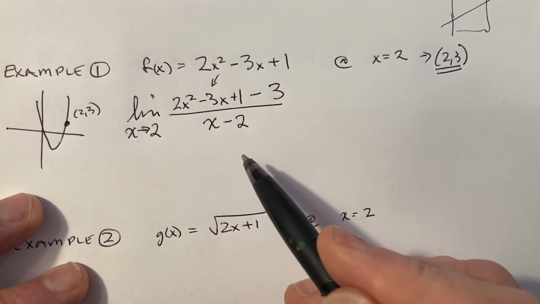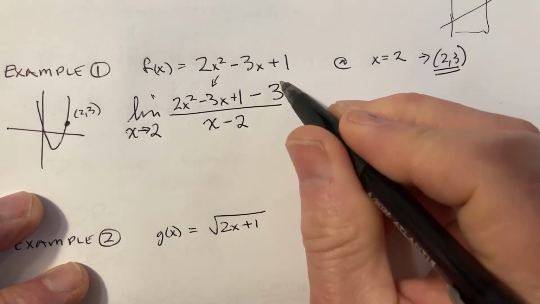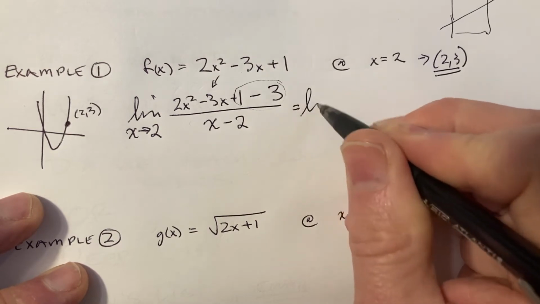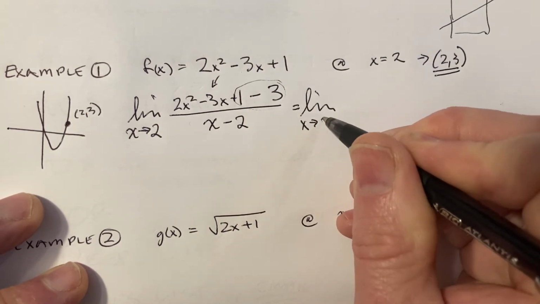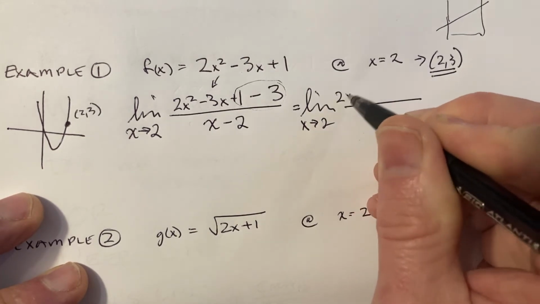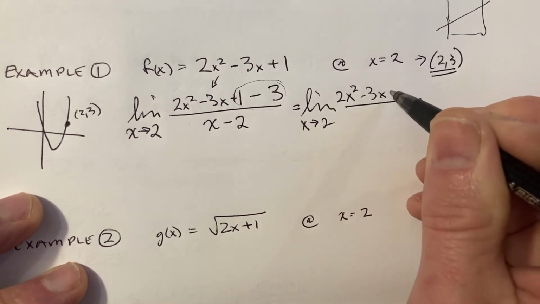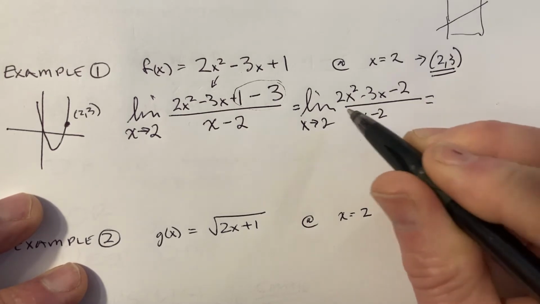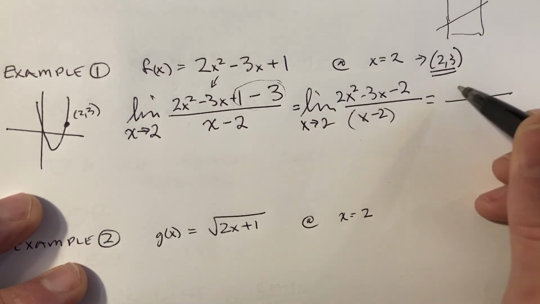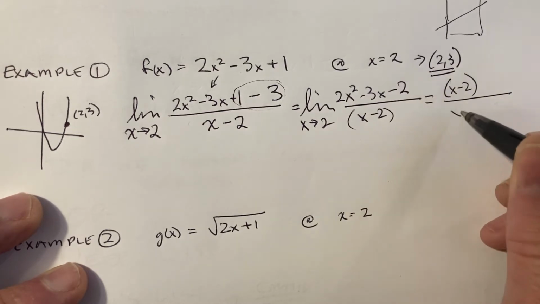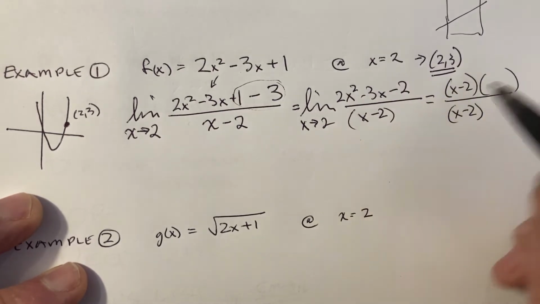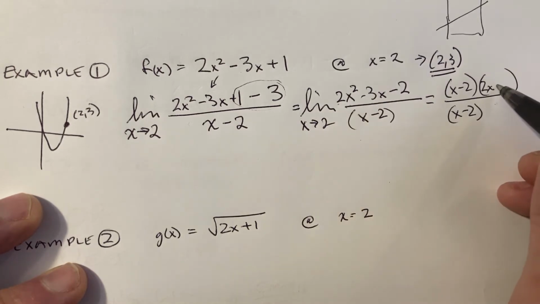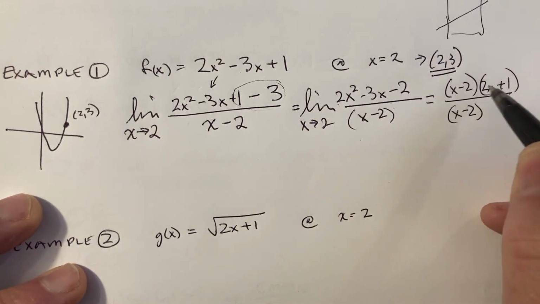So we need to do some algebra magic to it. That's what you guys have been practicing. I combine these, all right, and then I'm going to factor. So I say this is equal to the limit as x goes to 2 of 2x squared minus 3x minus 2, and that's all over x minus 2. Now I know that this is going to factor with this as one of the factors. So it's really easy to just set that up, x minus 2 over x minus 2. We know these are going to cancel. So what will that need to be? Well, it's got to be 2x to give me 2x squared, and it's got to be plus 1 to give me plus 1 times negative 2 to give me negative 2.